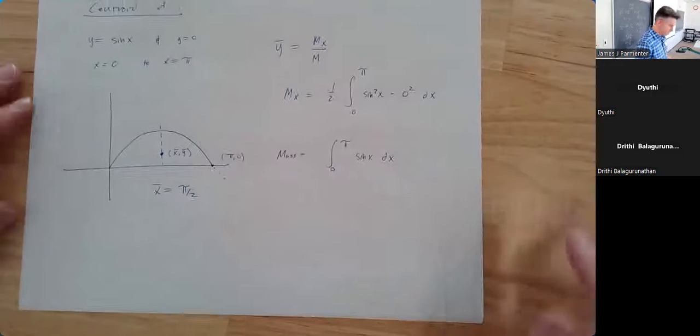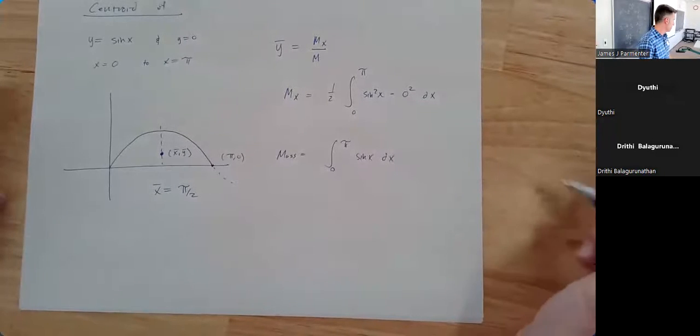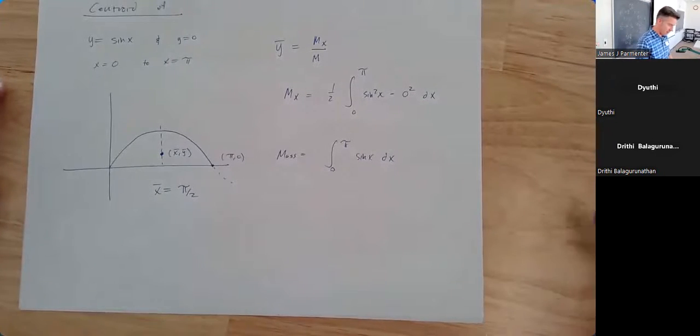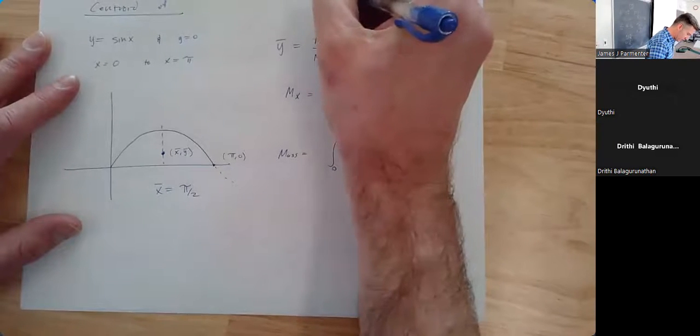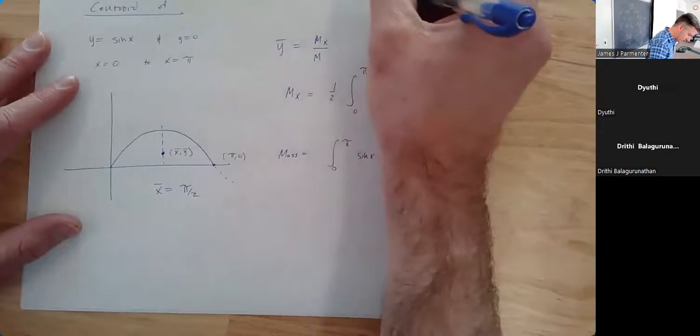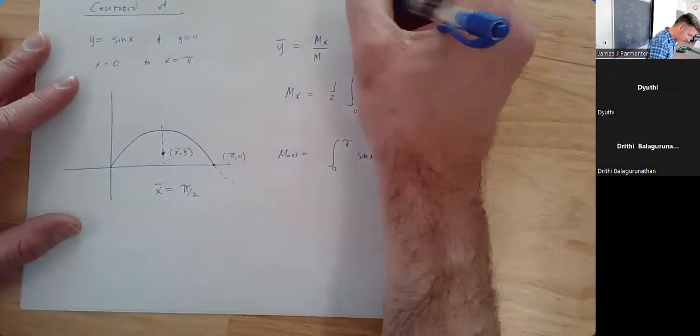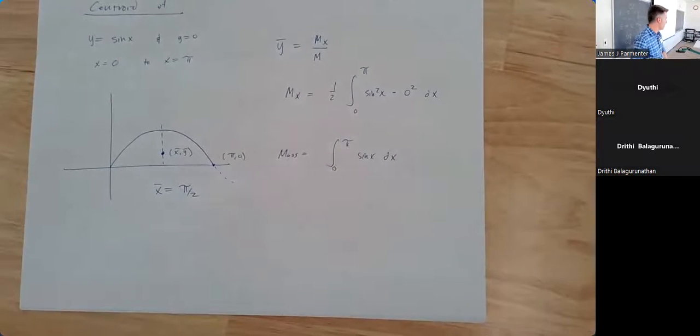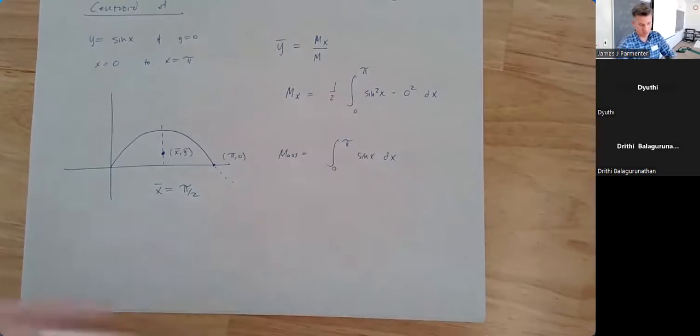And very soon we'll talk about how to integrate sine squared. Well, you actually know how to integrate sine squared already. Just have to use a trig identity: sine squared x equals 1 minus cosine of 2x, all divided by 2. That's how you deal with sine squared. All right, I should stop talking. It's 2:04.